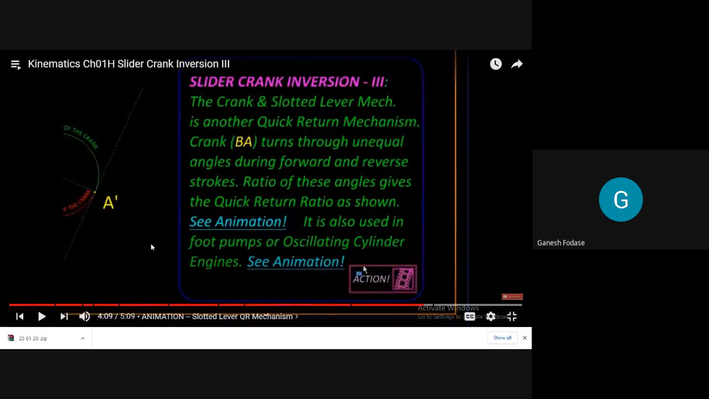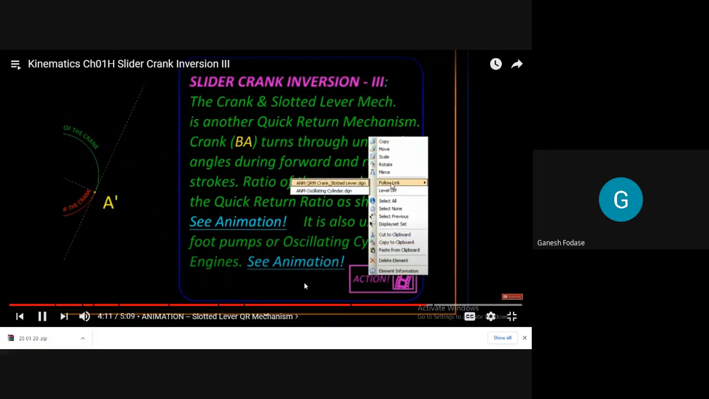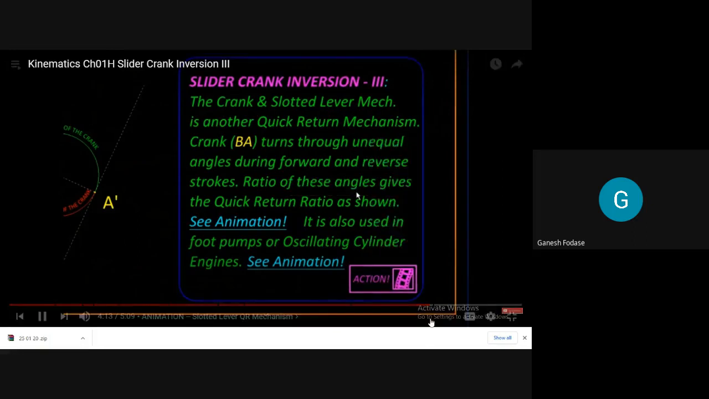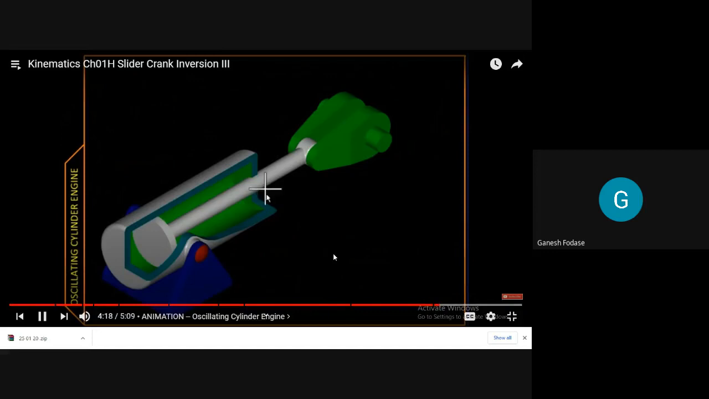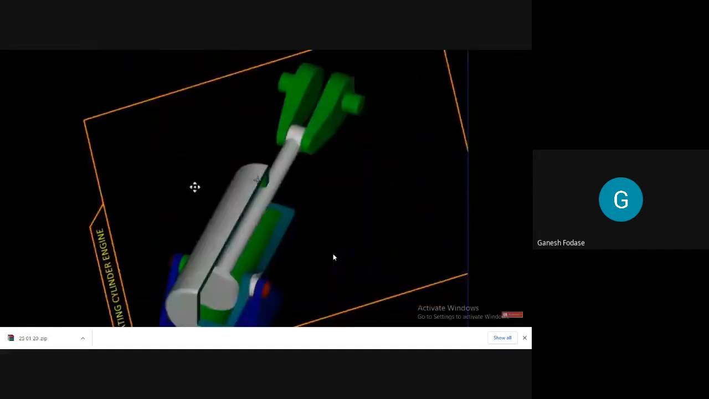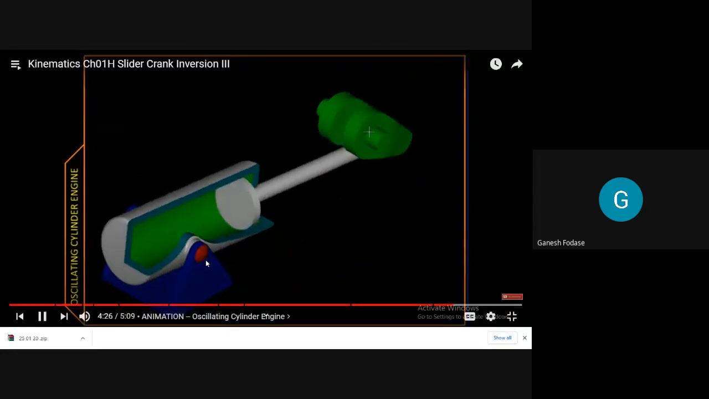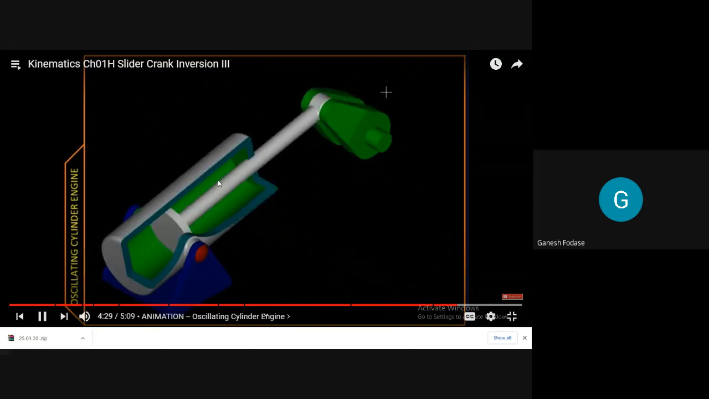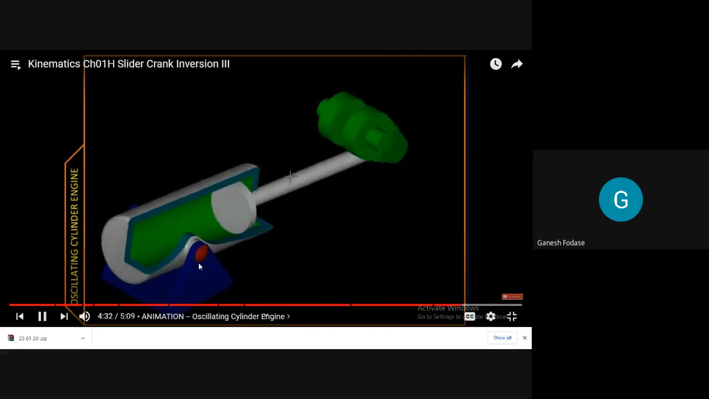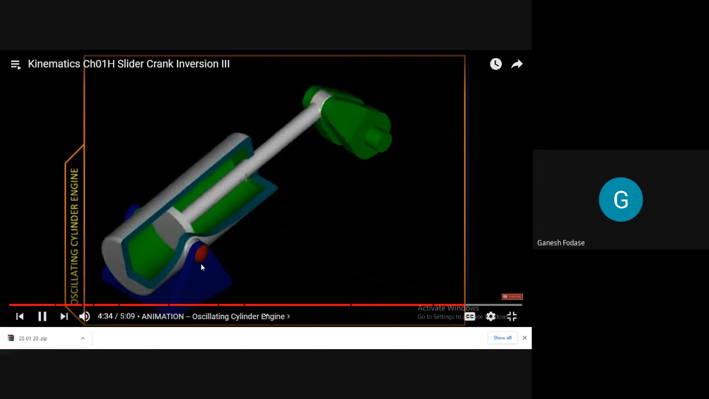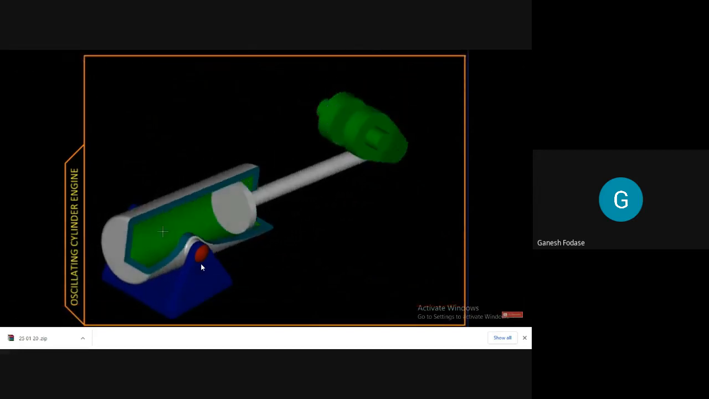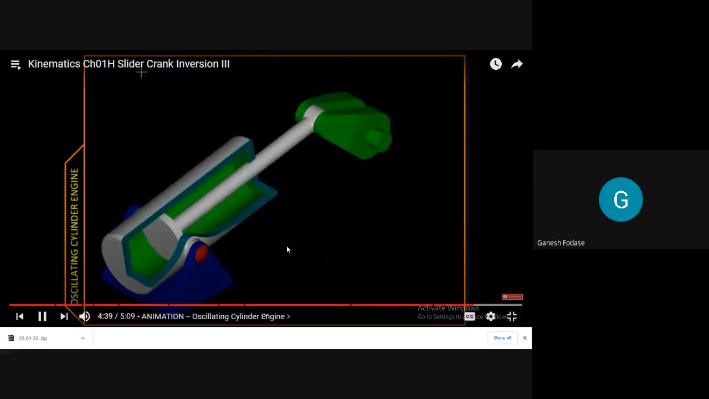This is one example. Another example is the oscillating engine. I already showed you this mechanism already. You see again in some different look. This crank rotates and this pump, or you can say this cylinder, will oscillate about the joint. I hope both mechanisms are clear, both inversions are clear.